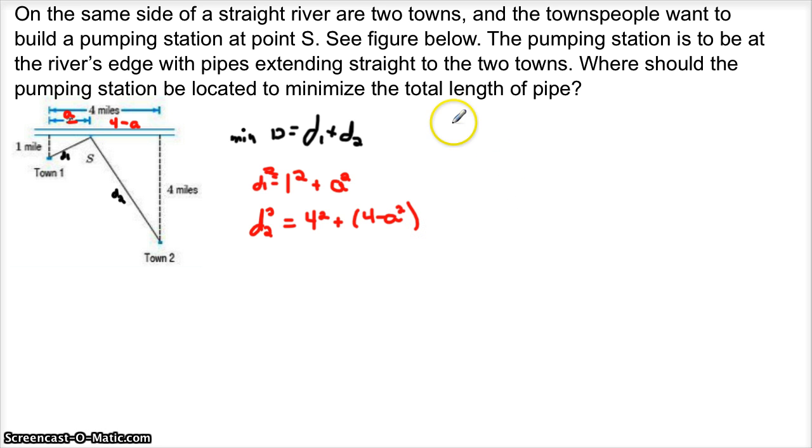Since I know what D1 squared is and D2 squared is, I can write the equation of the distance of both of them added together. Except we're going to have to use square roots. So it'll be the square root of 1 squared, which you don't actually have to have the square on it, plus A squared, plus the square root of 4 squared, or you can make that a 16, it doesn't matter, plus 4 minus A squared.